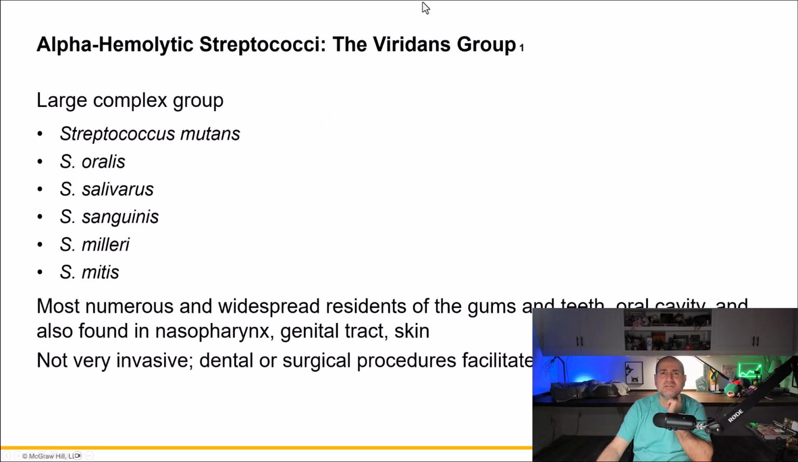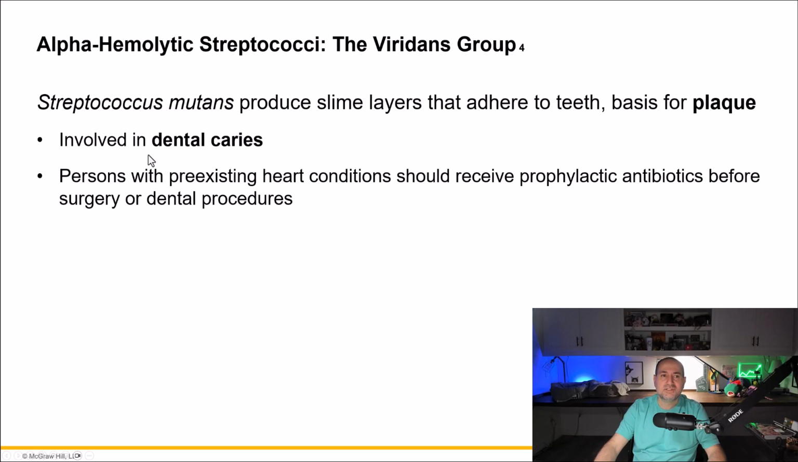And then I wanted to touch on the viridans group of Streptococcus because that's kind of important. You should know that this is the group that has the most members that live in the gums, the teeth, the oral cavity, right? So these are typically found in the mouth. And so, for instance, one of the viridans group members, Streptococcus mutans, you should know that this one is involved in formation of tooth plaque, and therefore it's involved with dental caries, which means cavities.